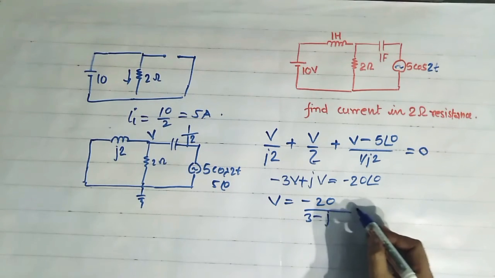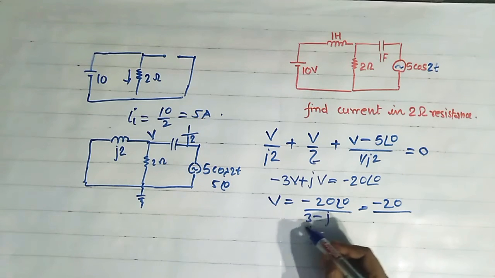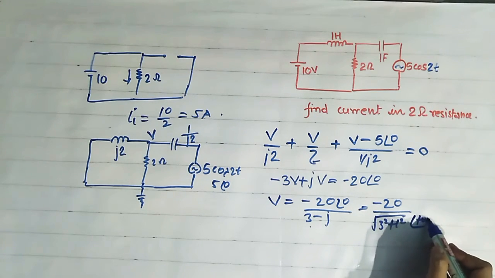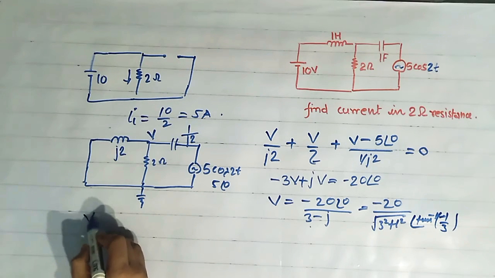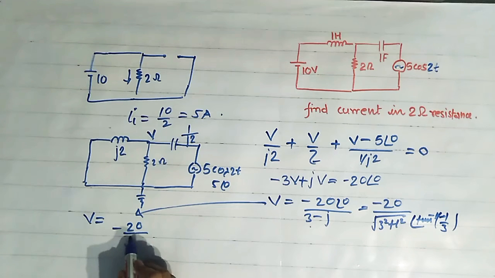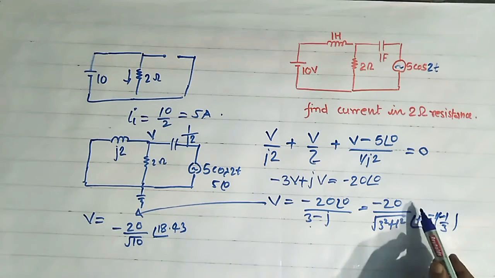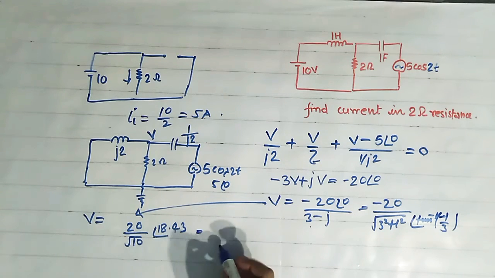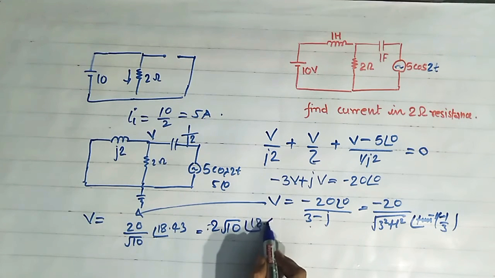3 minus j, and this 3 minus j can be represented as follows. What is the magnitude of 3 minus j? That is equals to root of 3 square plus 1 square. And what is the angle? Angle is equals to tan inverse of minus 1 by 3. So we can write V is equals to minus 20 by root 10 angle minus 18.43. Because when this negative angle goes in numerator it will become positive, so it is equals to 2 root 10 angle 18.43.